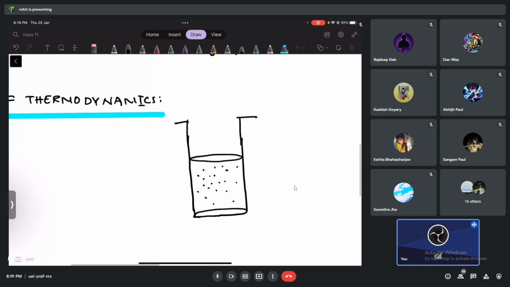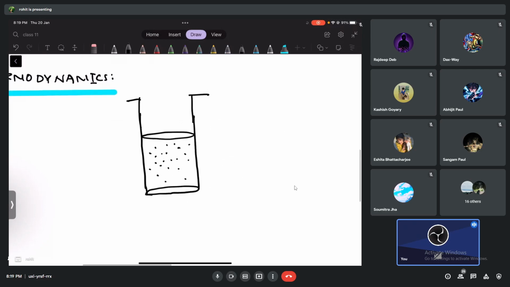First thing I'm going to ask you, tell me, this gas, what do you think? They have internal energy or they don't have internal energy? They have. They have internal energy. And you know the symbol of internal energy, right? What's the internal energy symbol, guys? U. Okay, so they have certain internal energy.